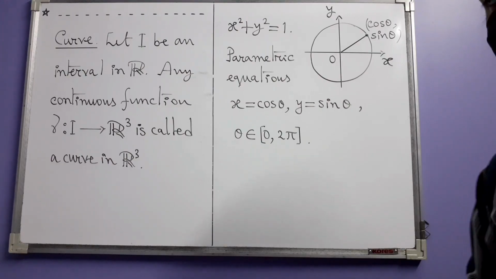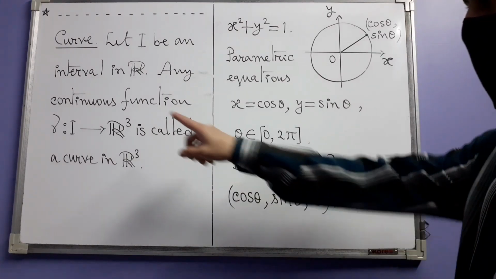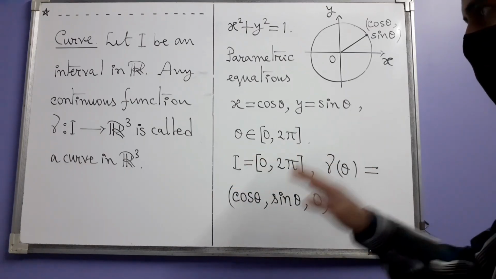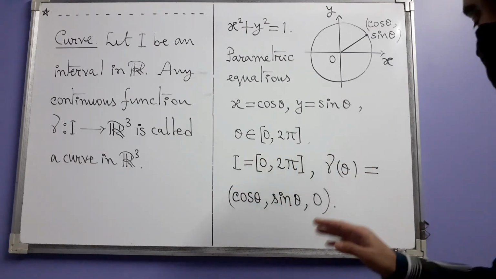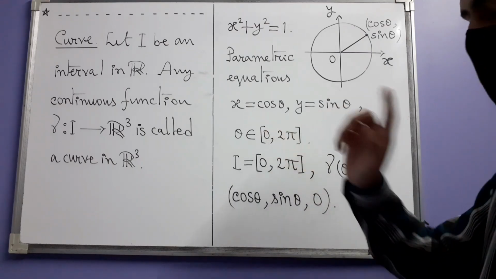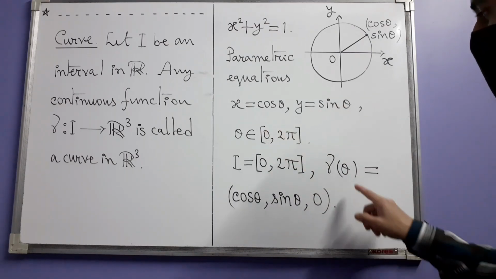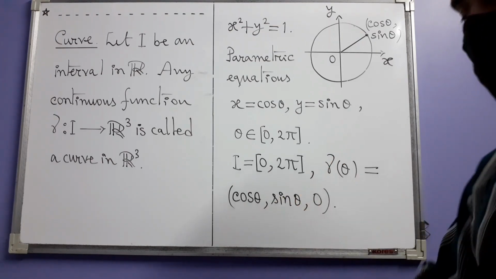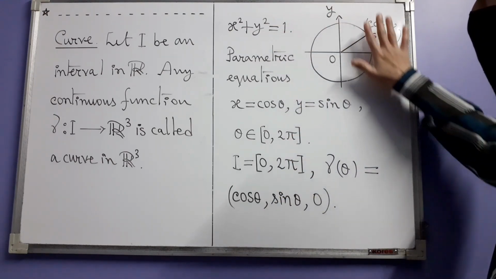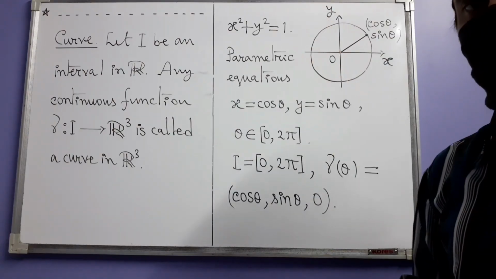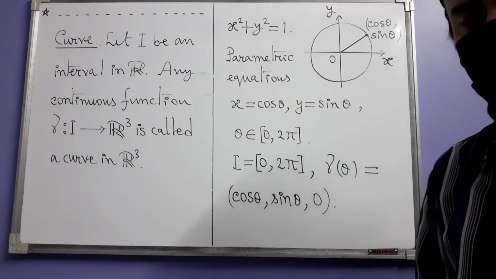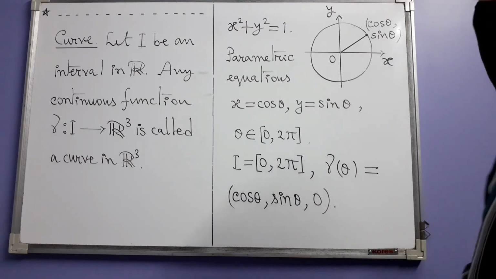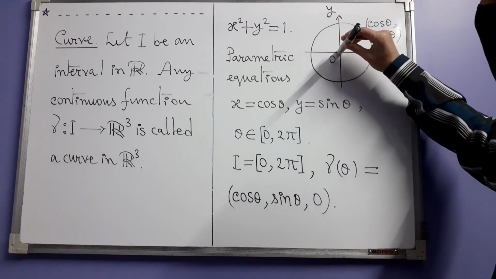Let's see. In this example, that interval I is this closed interval 0, 2 pi, and our function gamma is, say it's a function of theta, because here theta is the independent variable, is this function. Gamma of theta is cos theta, sin theta, 0. Although we have the curve in this two-dimensional plane, but after all it's also in 3D space. So that's why I have included the z coordinate also. You can imagine the z-axis like this.